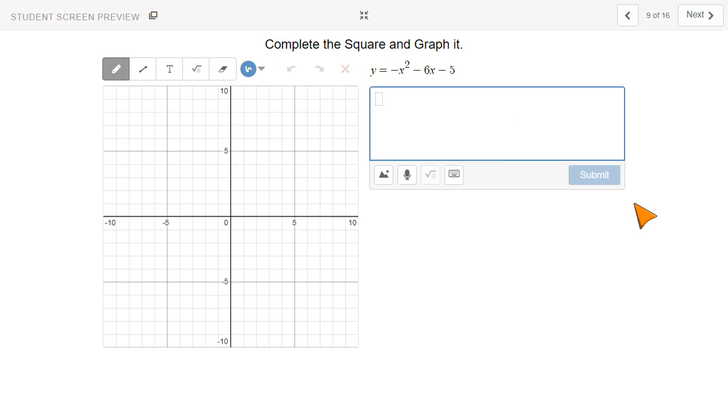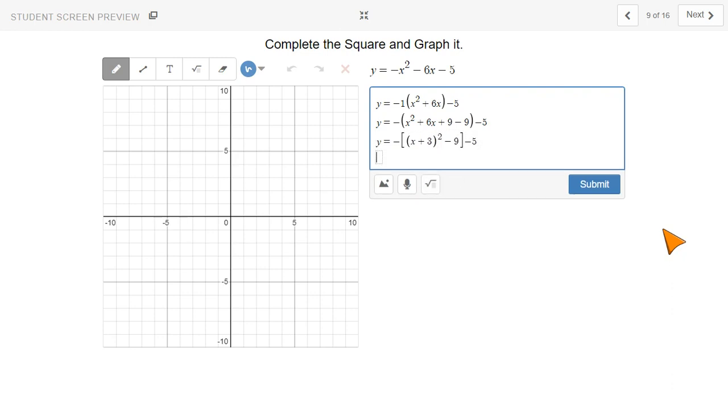So since my a is a -1, I'm going to first factor out my -1 from the first two terms. Next, I'm introducing a c term by taking b, dividing it by 2, and squaring it, and I'm going to subtract it as well. Next, I'm going to factor the first three terms. So I have x plus 3 all squared minus 9 minus 5.